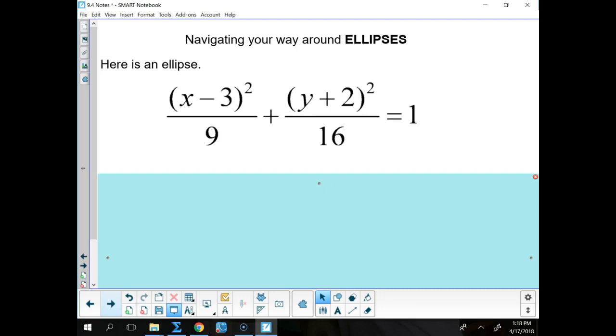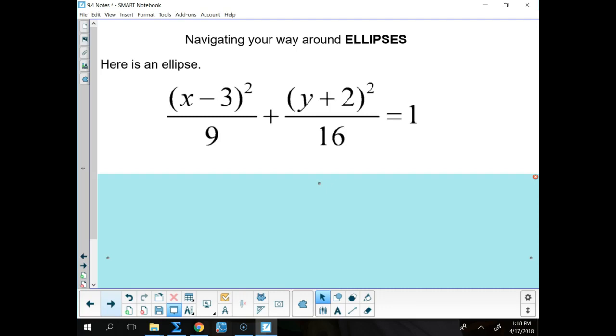Okay? So, this is the ellipse that we are going to go with today. (x minus 3) quantity squared over 9, (y plus 2) quantity squared over 16. Add those two together, it equals 1. Okay? So, what's up? You're just going to sketch it today. We'll graph it actually tomorrow. Okay? I'll graph it today, but you can just sketch it.